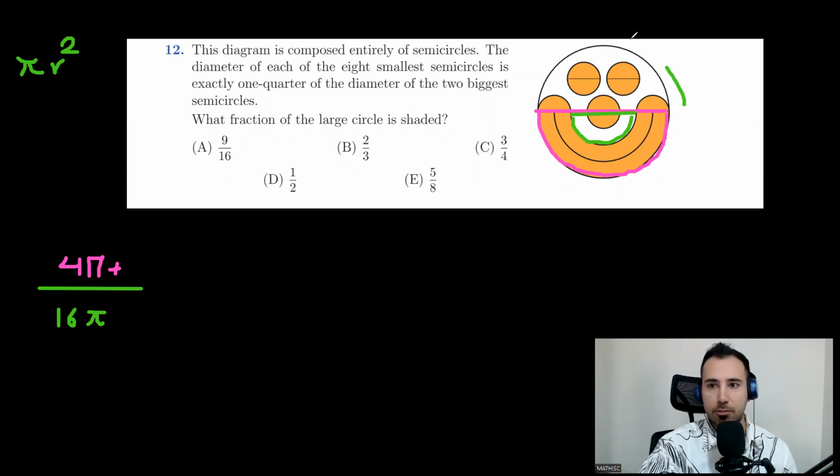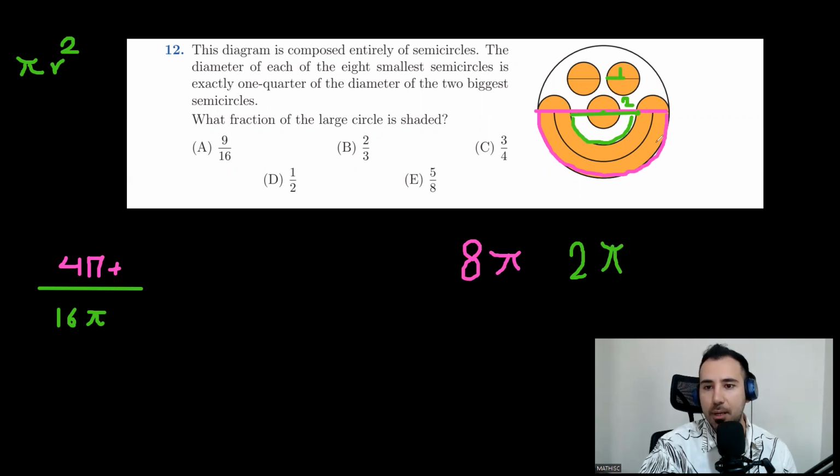The full circle was 16 pi. Half of it will be 8 pi. So I'm going to write, this would be 8 pi. Now let's go with the green one. The radius of this was 1, right? The radius of this from here to here will be 2 of these, so it will be 2. So the area of this green will be 4 pi, 2 squared pi, but we want half of it only, so this green one will be 2 pi.